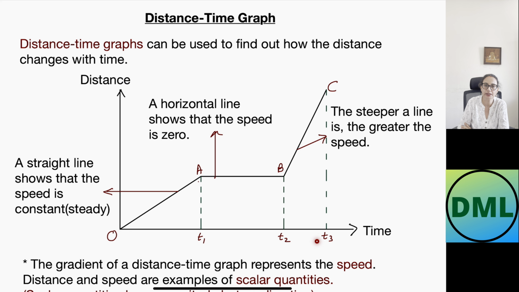From T2 to T3, our graph is steeper. What is the meaning of that? The steeper a line is, the greater the speed. That means my speed is faster than OA because my graph is steeper. The gradient of the distance time graph represents the speed.